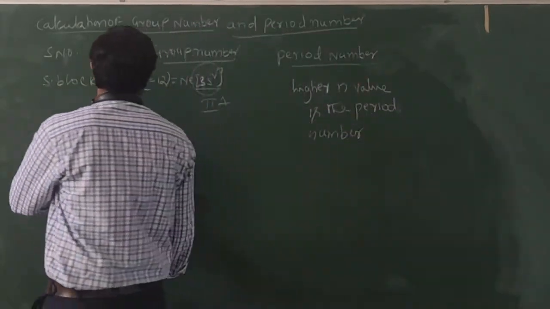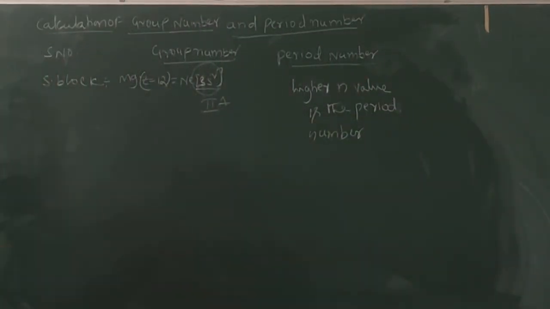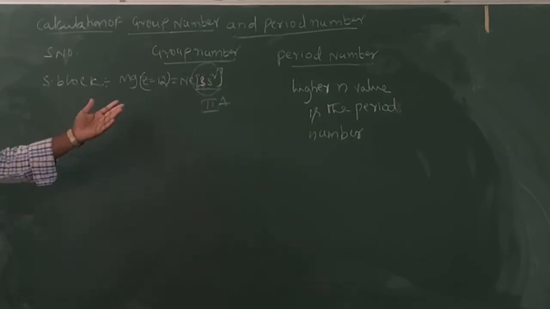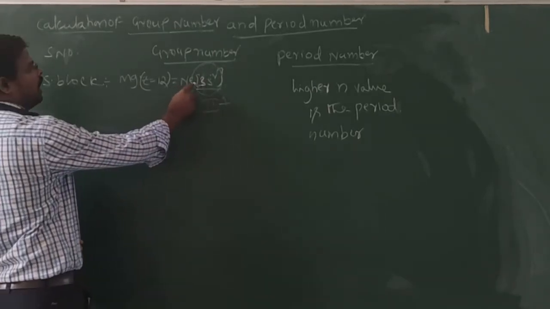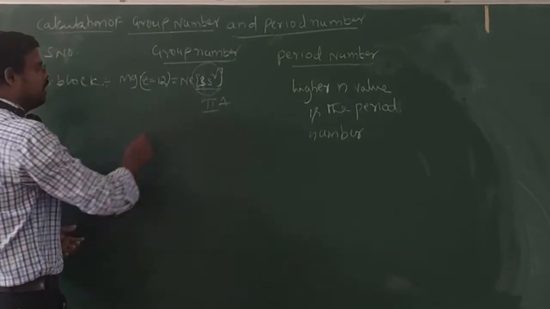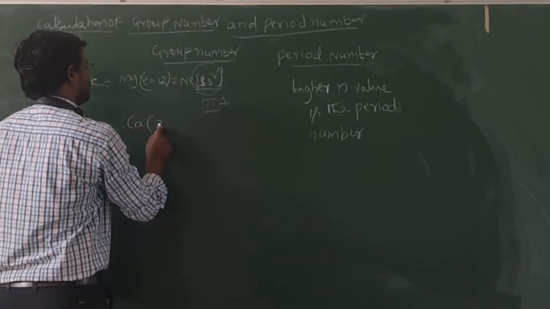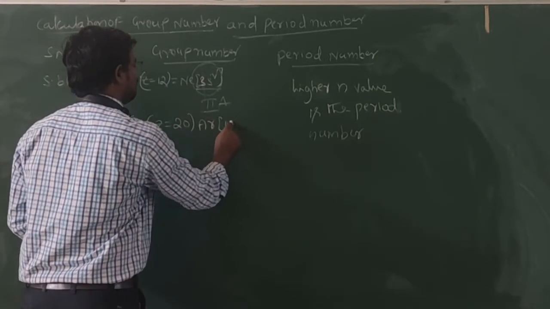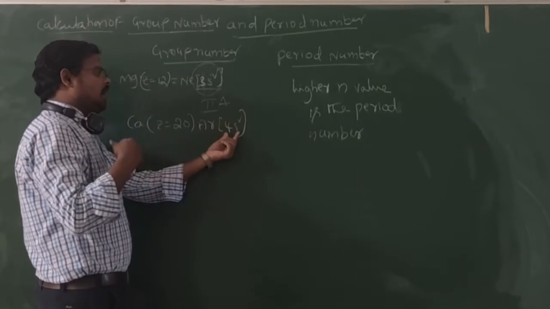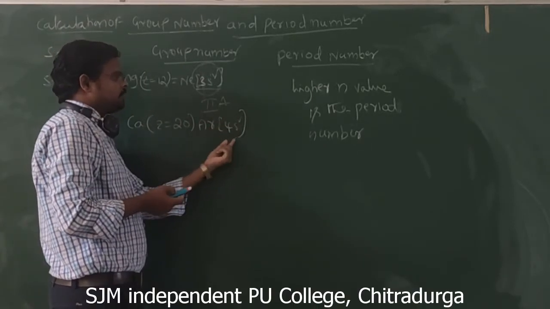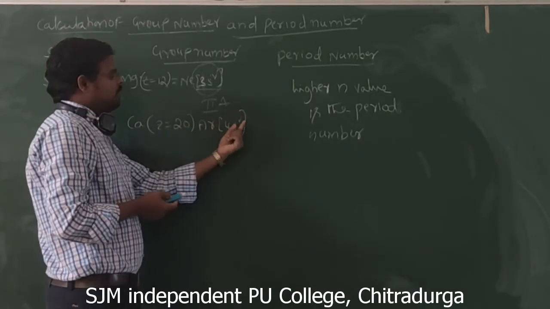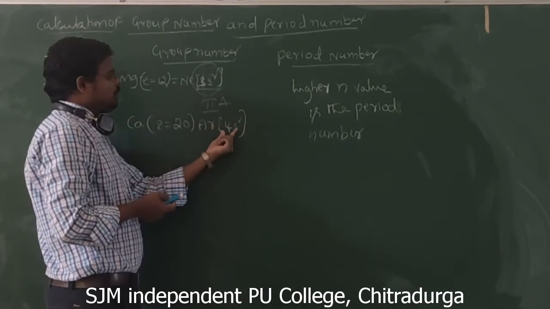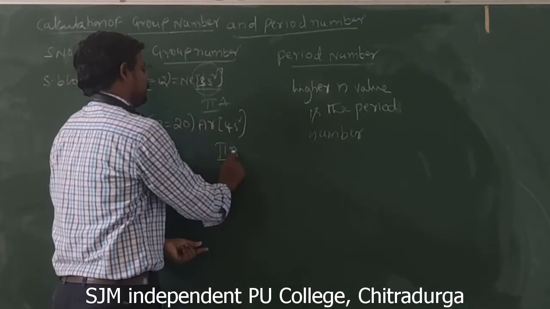So like that, if you take some other element like calcium, how do we calculate the group number and period number of calcium? Calcium is an s-block element because its outer shell configuration is argon 4s2. Calcium has atomic number 20, and its configuration is argon 4s2. The number of electrons in the valence shell, the last shell, is 2. So the group number is 2, therefore we call it 2A.